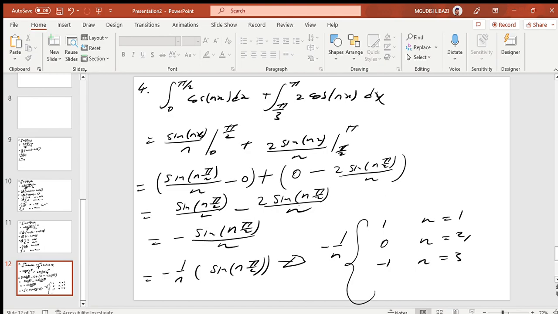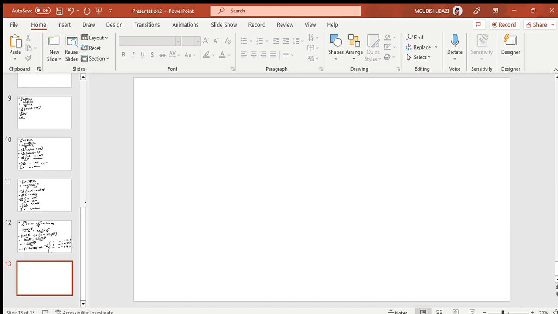When we substitute n is 4, we get 0, n is 5, we get 1, n is 6, we get 0, n is 7, we get negative 1, n is 8, we get 0, n is 9, we get 1, and then when n is 10, we get 0, and when n is 11, we get negative 1. So we can actually see now the trend: we'll be having 1 over n, and then into 1, 0, and then negative 1.